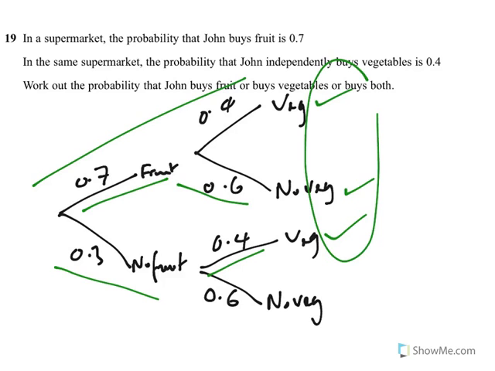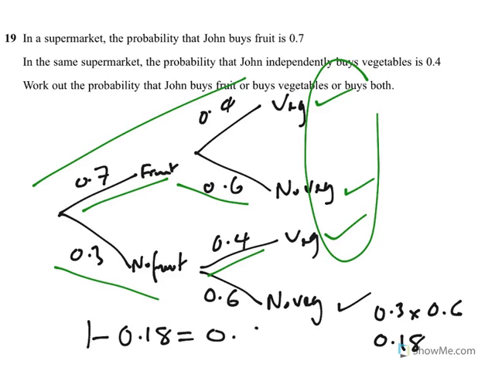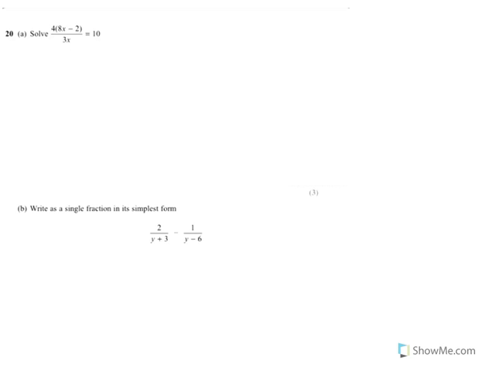Now, an easy way to work out this is by working out this one and then doing 1 take away that answer. So 0.3 times 0.6 is going to be 0.18. 1 minus 0.18 is 0.82. That's our final answer.